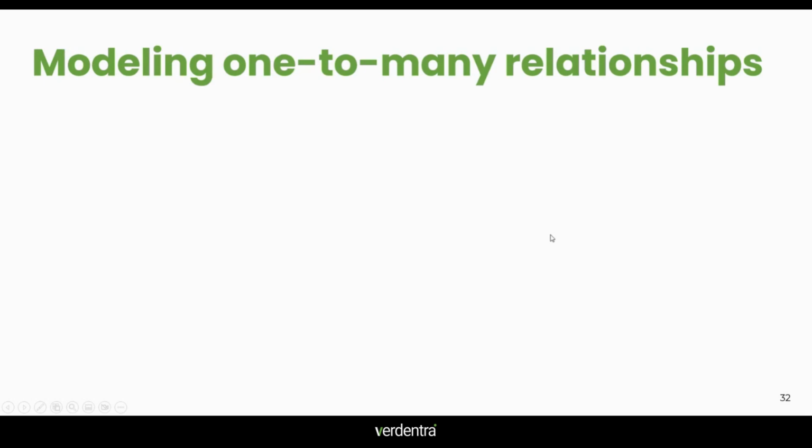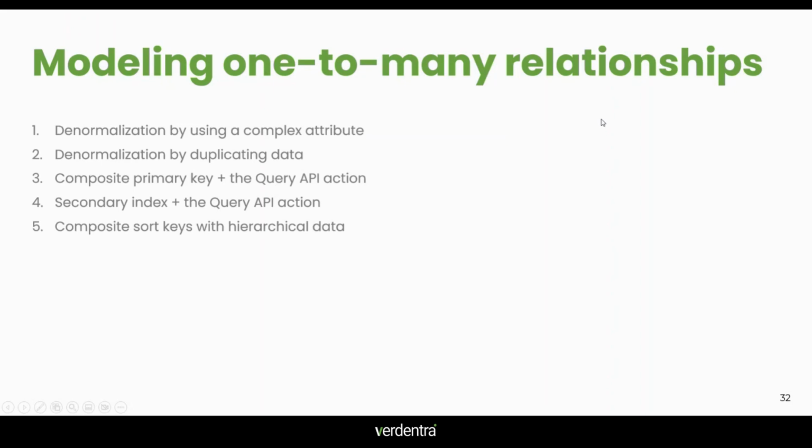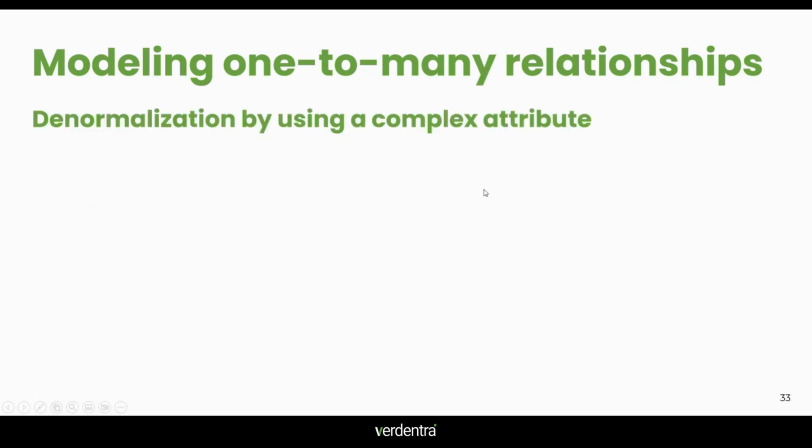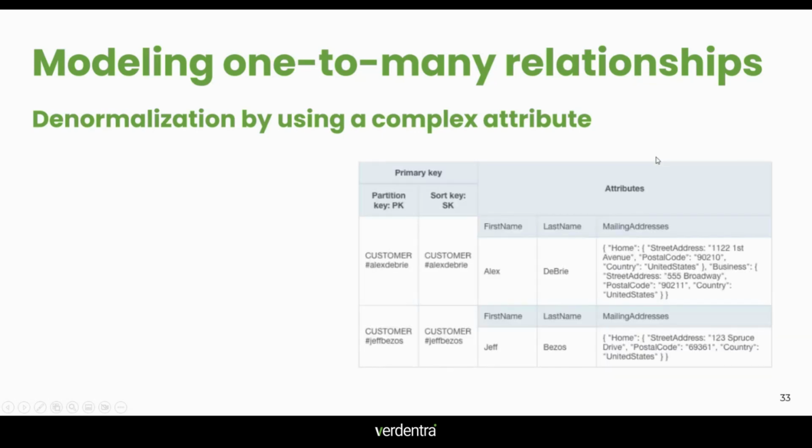And so yeah, we'll talk a bit about how we would model one-to-many relationships. There are 5 strategies that you can use. We'll talk about them one by one so that we can get a better idea. So the first thing is denormalization by using a complex attribute. What does this mean? We'll look at the example.